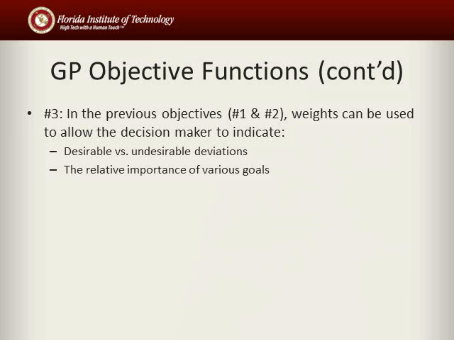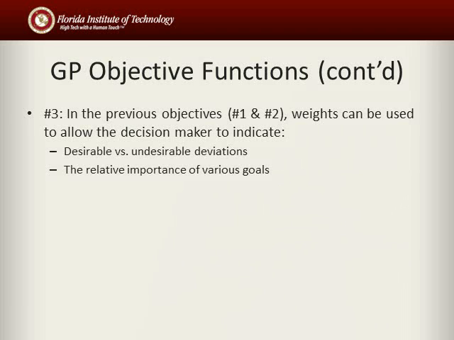The third objective would be, well, in previous objectives, number 1 is minimize the total sum of deviations, and number 2 is minimize the sum of percentage deviations. We can actually include weights in each of these two scenarios. We can include weights and use them to allow the decision maker to indicate two things: desirable versus undesirable deviations, and the relative importance of various goals. So if the cost goal is much more important than the number of small rooms, you obviously will increase the weight value for that cost goal.